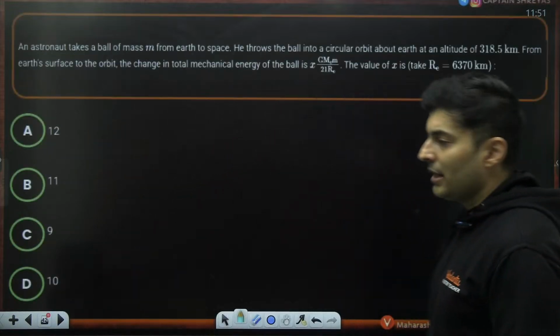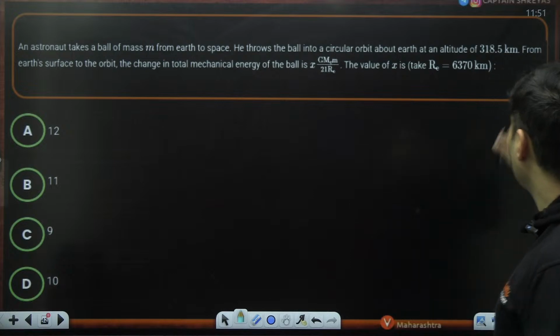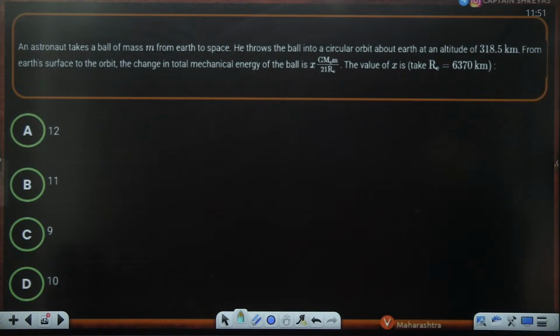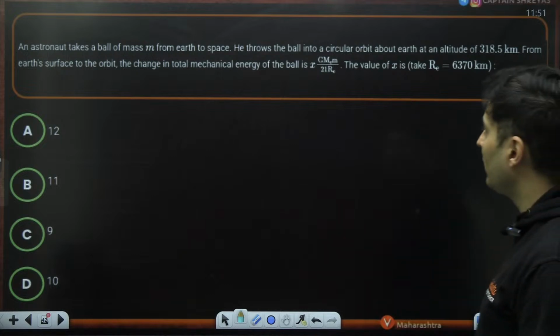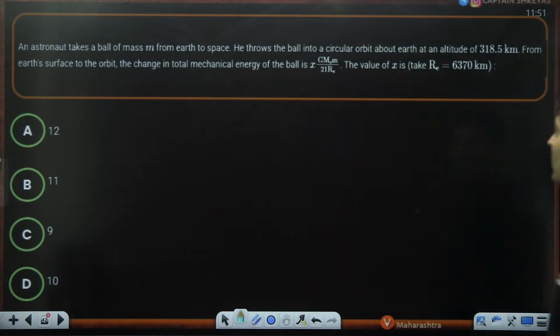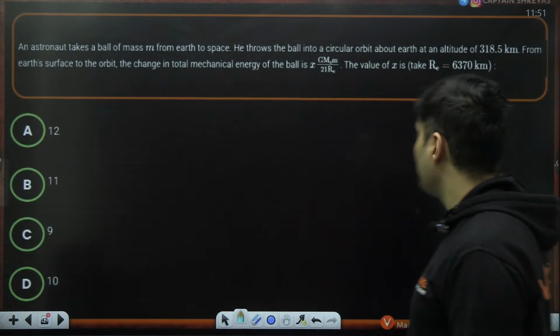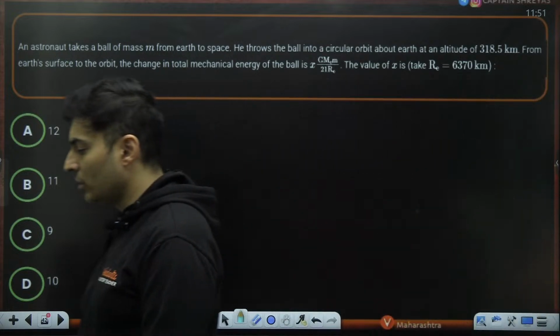Moving on. An astronaut takes a ball from Earth to space. He throws the ball into a circular orbit about the Earth at an altitude of 318.5 kilometers from the Earth's surface. The change in the total mechanical energy of the ball is X times GMm by 21R. What is the value of X? And the radius is 6370 kilometers. That is also given to you.